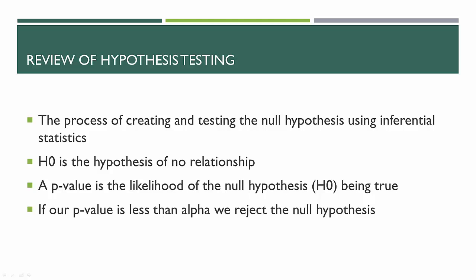In any test, we're always going to test the null hypothesis, which is symbolized by H0. The null hypothesis is the hypothesis of no relationship. P-value is the likelihood that the null hypothesis is true. And so if our p-value is less than the alpha that we set, then we can reject the null hypothesis and say that there is indeed a relationship between the 2 variables that we're analyzing.